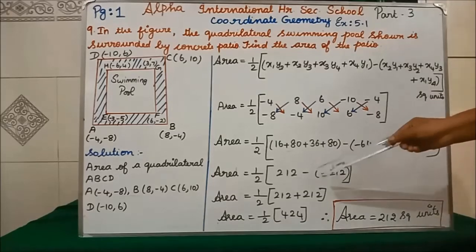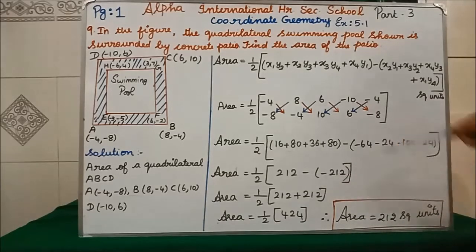The next step, this minus will become plus. So 212 plus 212 is 424. If you cancel with 2, we are getting area equal to 212 square units. Here we have found the outer quadrilateral area. Now we are going to find the inner quadrilateral EFGH.